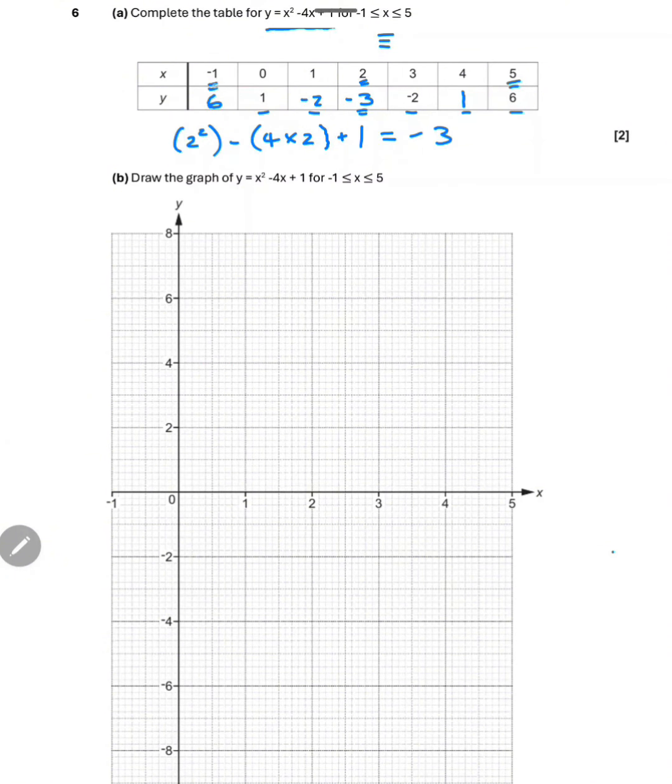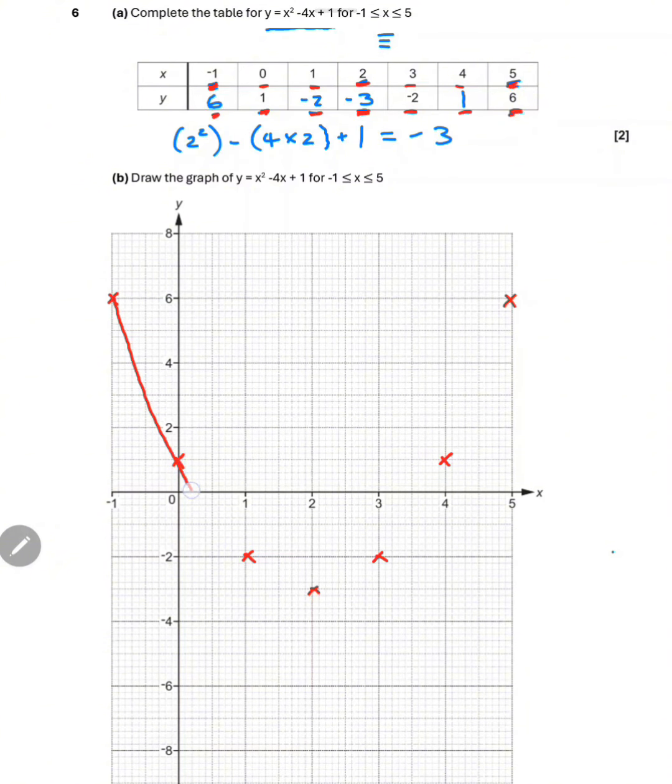And we're going to go across to minus 1 and up to 6. Across to 0 and up to 1. Across to 1 down to minus 2. Across to 2 down to minus 3. Across to 3 down to minus 2. Across to 4 up to 1. And we're getting a nice little smooth curve. Across to 5 up to 6. Perfectly symmetrical. What we need to do is put a smooth curve through these.